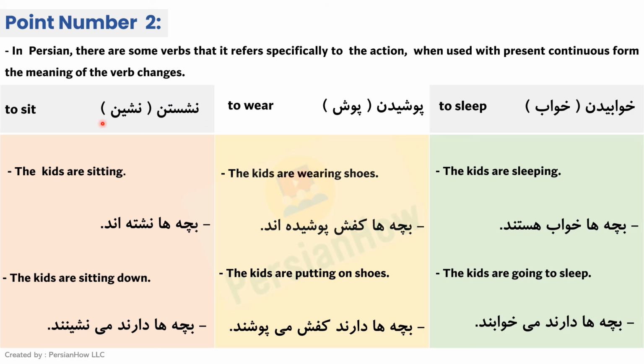Or for example, this example, to sit, نشستن. If I want to say the kids are sitting, it means they're already on their chair, they're sitting. If I want to use present continuous for this one, then it would be بچه‌ها دارند میشینند. But this sentence, it means the kids are sitting down. So for this one, I need to say بچه‌ها نشسته‌اند. Again, I need to use present perfect for it.